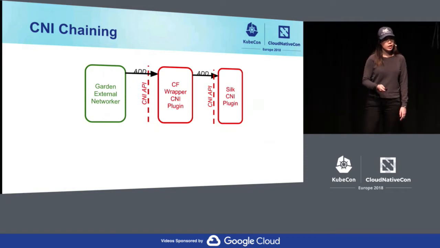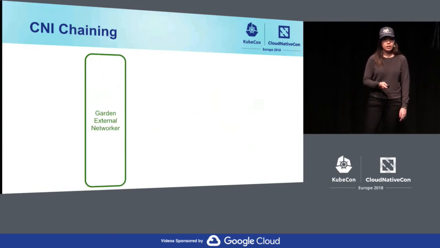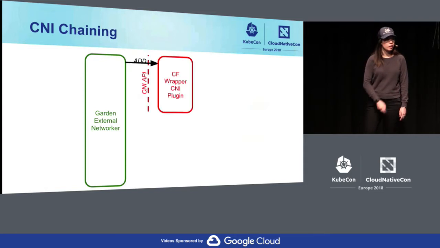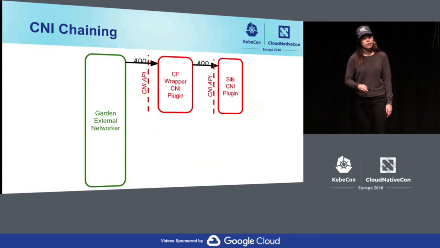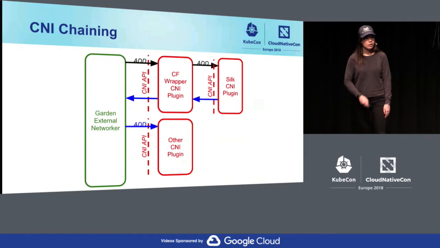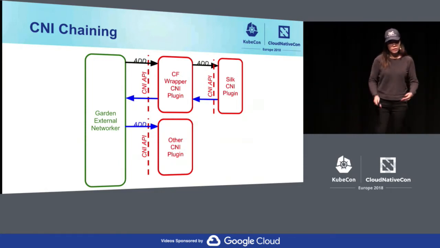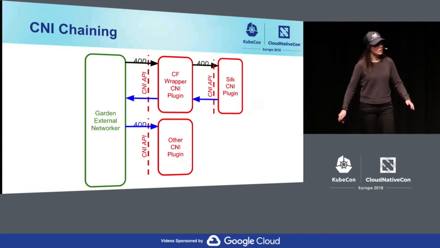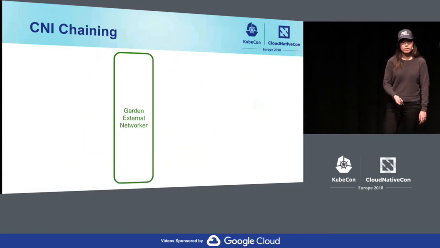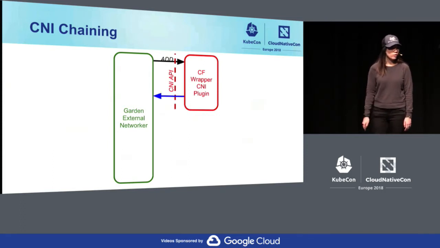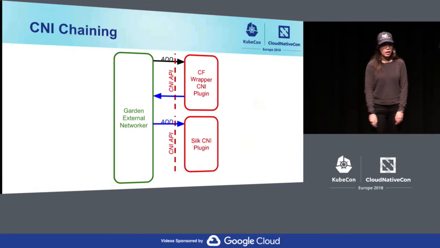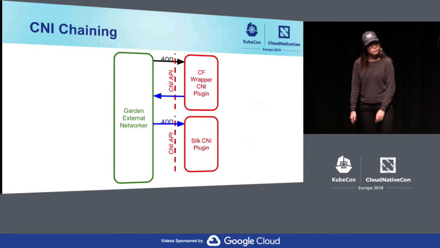But with CNI Chaining, you now have the ability so that your CNI client library can call out again to the CF Wrapper CNI plugin and then to Silk CNI plugin, but have that result returned back and use that result that's returned to call out to some other CNI plugin. We're even envisioning a world, although this definitely is not set in stone, where we no longer have to do the nesting. So we can call to the CF Wrapper CNI plugin, have the result returned, and then chain out to the Silk CNI plugin, or vice versa.